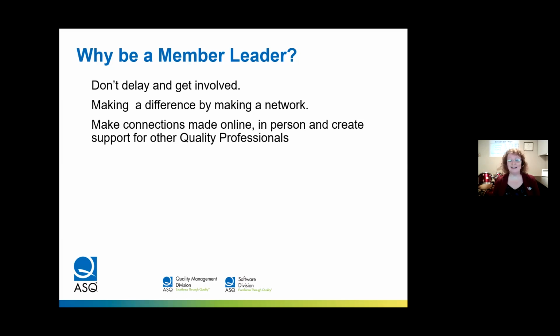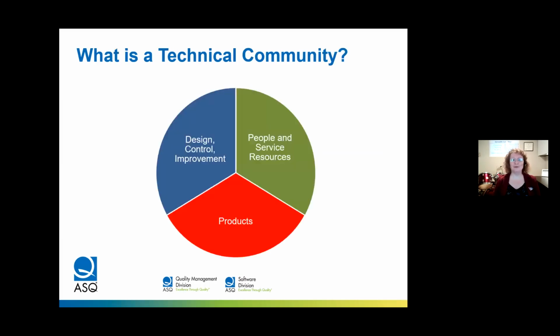The only thing you've got to do is raise your hand and let us know that you want to get more involved. So we're here today to learn about what is an actual technical community. And you can see that we've broken this down into the three segments.